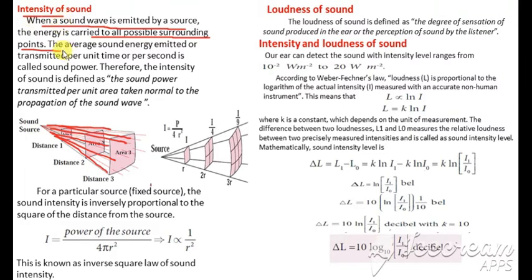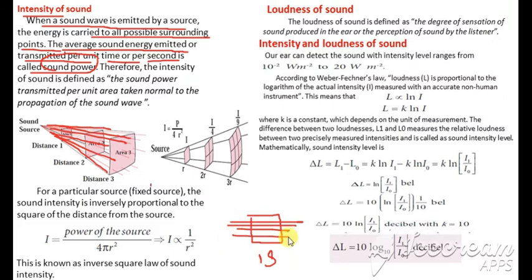Then the average sound energy transmitted per unit area per second is called sound power. So the amount of sound energy crossing a unit area in one second is called sound power. Sound power is nothing but the average energy transmitted per unit time, per second, through unit area.